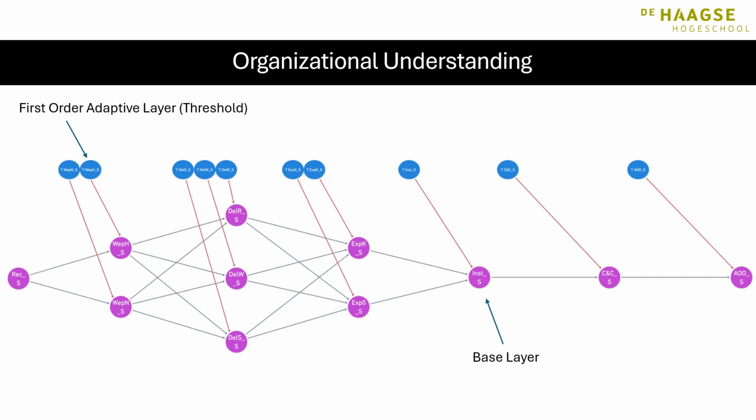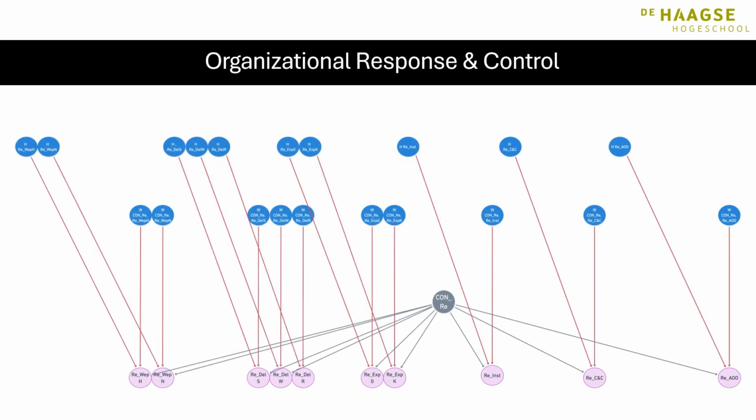The organization understands what is going on if this part of the model, or if the input flows in the same way through this part of the model as through the previous part. You can see the organizational response part of the model, representing the organization trying to suppress the attack. What happens here is that there is a contextual state providing constant input to the base layer, which is connected to the first order adaptive thresholds in the cyber kill chain part of the model.